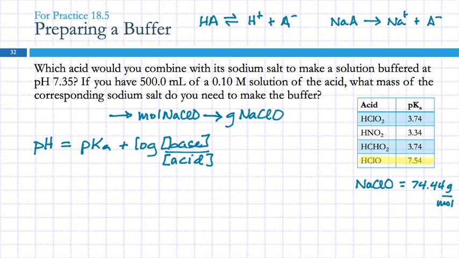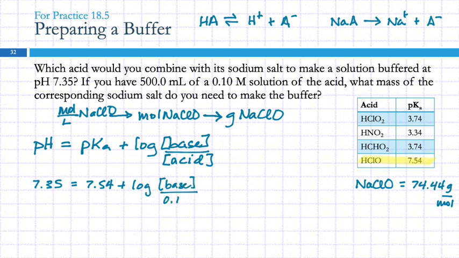So we need the molarity, moles per liter of sodium hypochlorite. So we can plug these things in. Desired pH 7.35, pKa 7.54, plus log of the base concentration, that's what we're trying to find, divided by the acid.